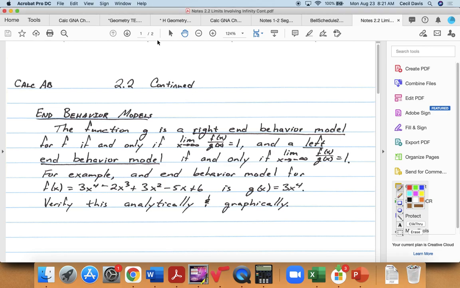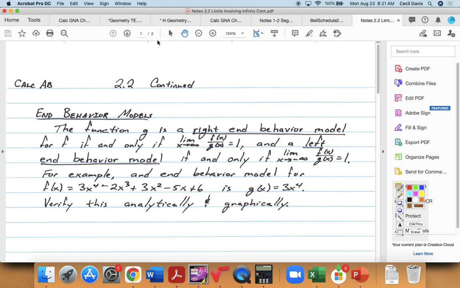All right, so today we're going to talk about end behavior models. The basic idea with an end behavior model is that you can take a fairly complicated function and replace it on the far left or the far right with a simpler function that does the same thing.